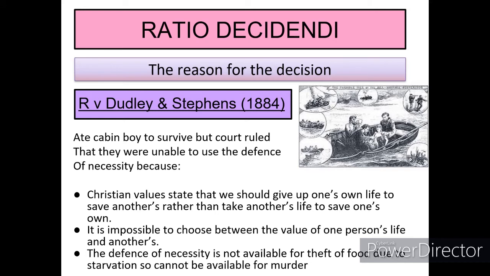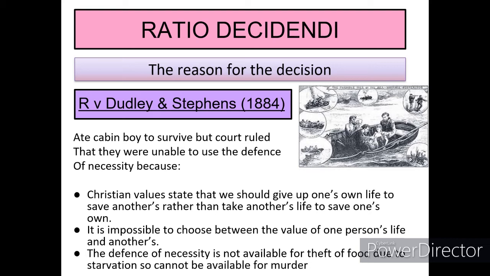So again, let's have a look at this with another example. You may remember Dudley and Stevens. We studied this in one of our first videos. If you remember, the crew of a ship were shipwrecked. They were on a lifeboat, and they decided the only way they were going to survive was to eat the cabin boy. They claimed in court that had they not eaten the cabin boy, they would have died. So their defence to murder was necessity. However, the 1884 court held that they could not use the defence of necessity. So the rule, the legal principle, is you cannot use the defence of necessity for murder. And that remains today.